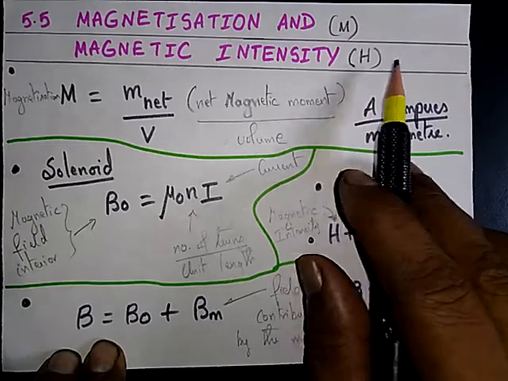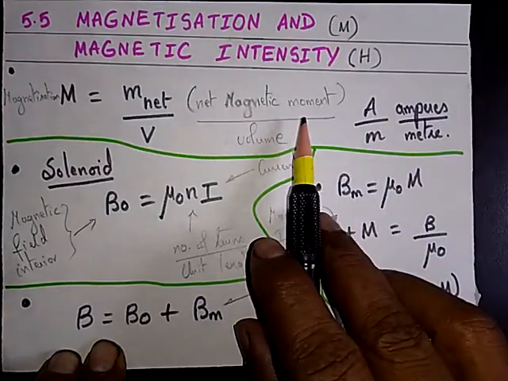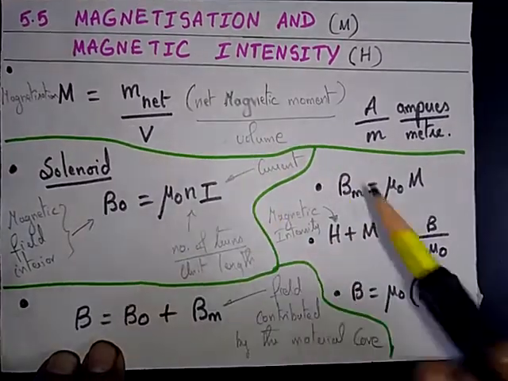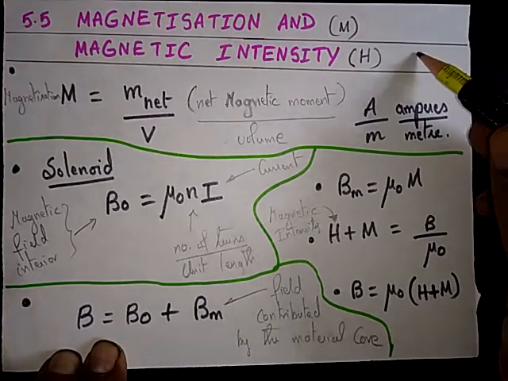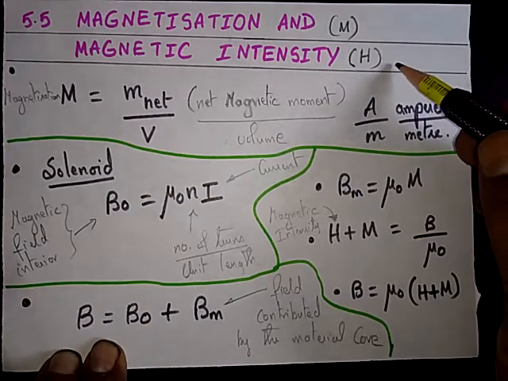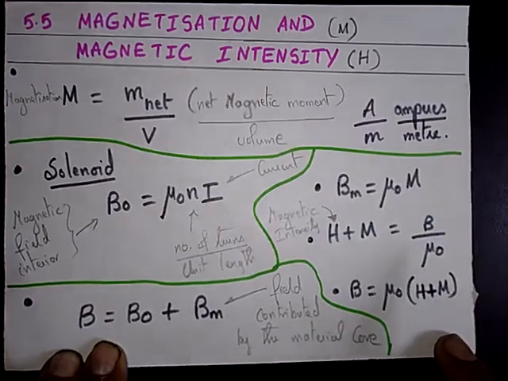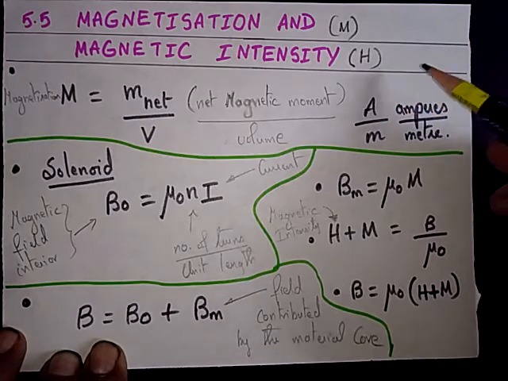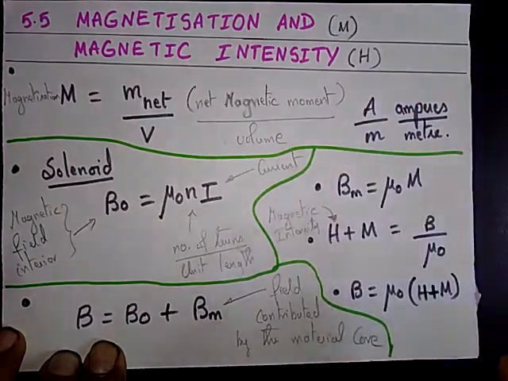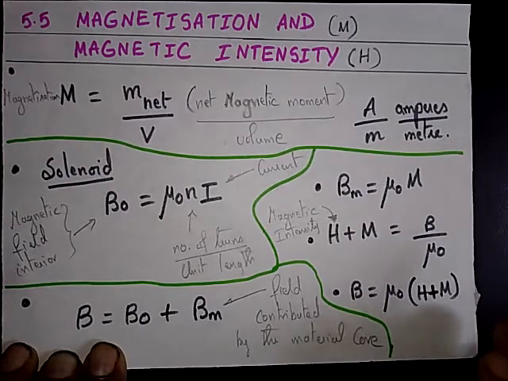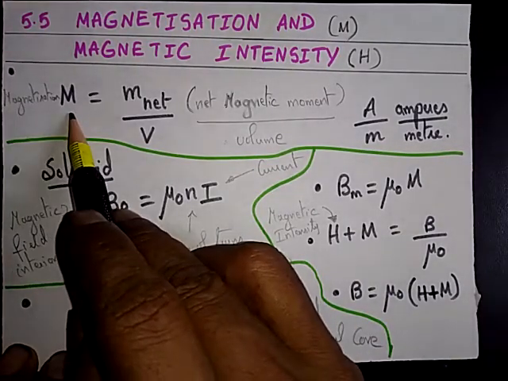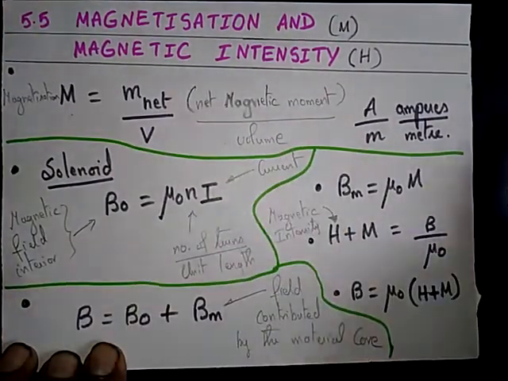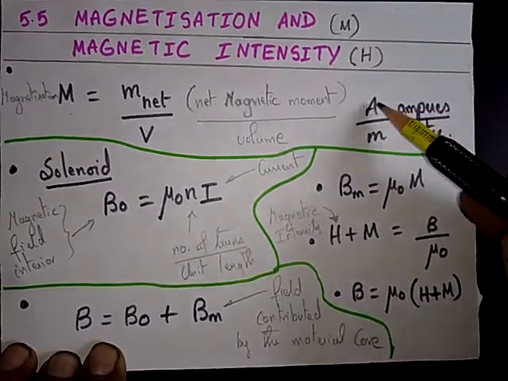Actually, we have seen a circulating electron in an atom as a magnetic moment. That means when an electron is moving, the charge by itself is moving, therefore it experiences a magnetic moment. But if you see a material as a whole, then we have to add all those magnetic moments. So magnetization M is defined as M net divided by volume, that is net magnetic moment divided by volume. The unit is amperes per meter.